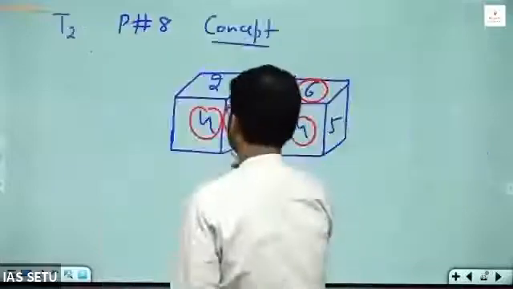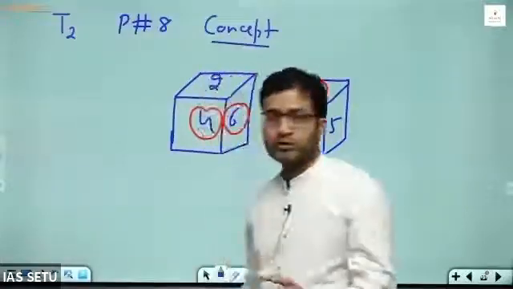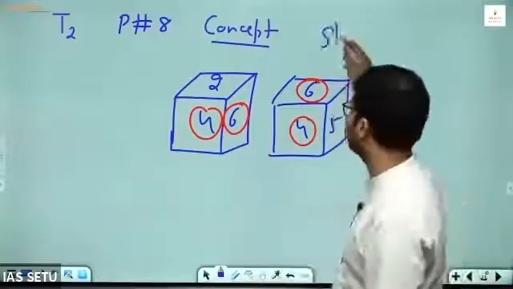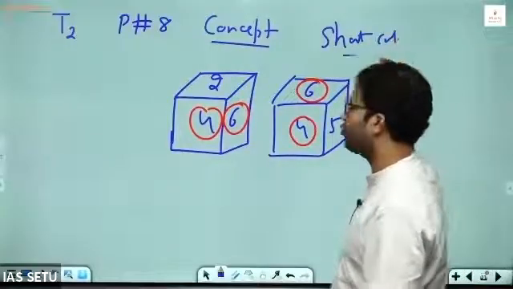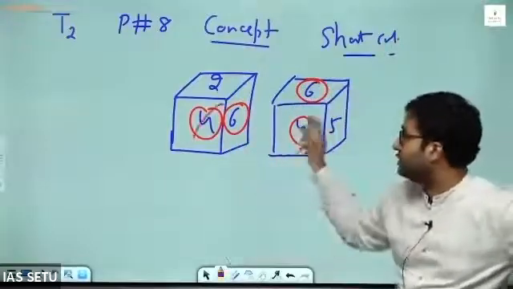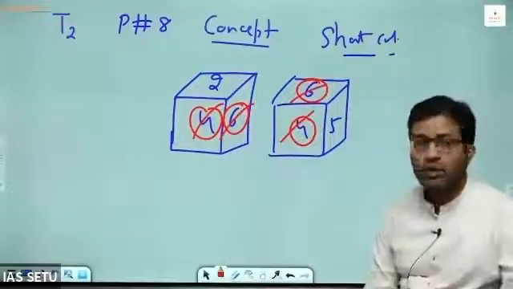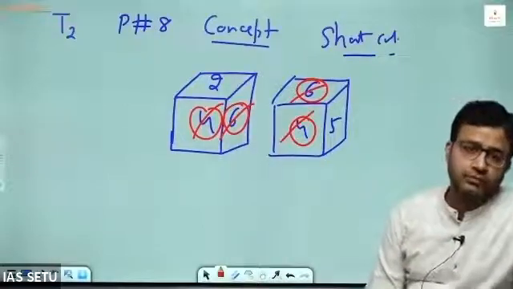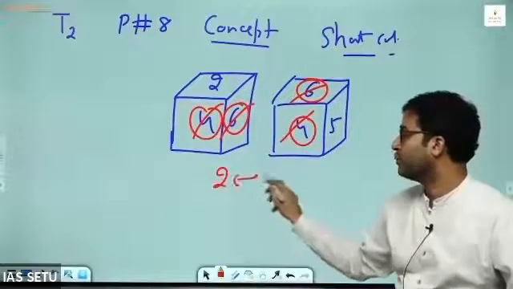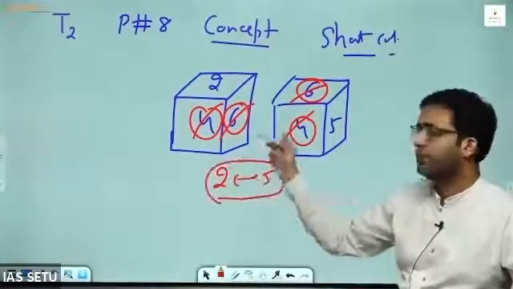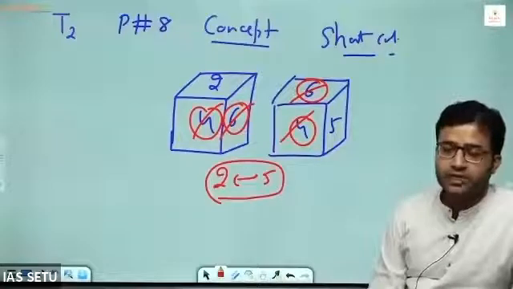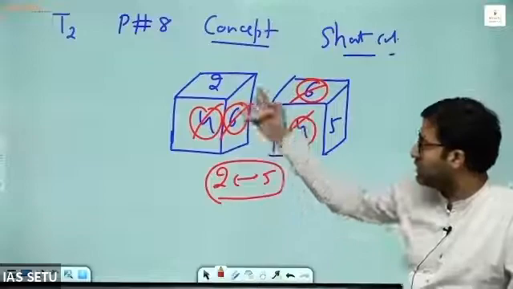Now we come to the question here, and we will use our shortcut. Only one step, shortcut. When you have 2 faces common, what you have to do? 4 common cancel, 6 common cancel. You are left with 2 here, you are left with 5 here, so you can conclude this 2 is opposite of 5, and this is the only pair we can conclude. When 2 faces are common, common faces cancel, non-common are opposite.